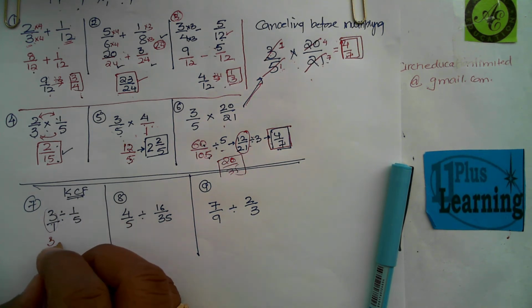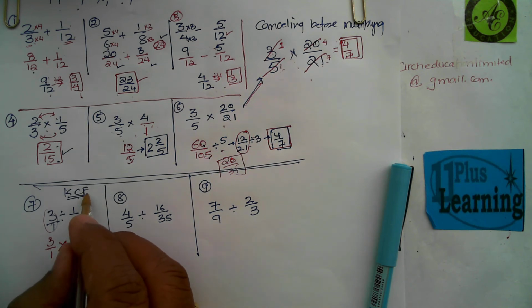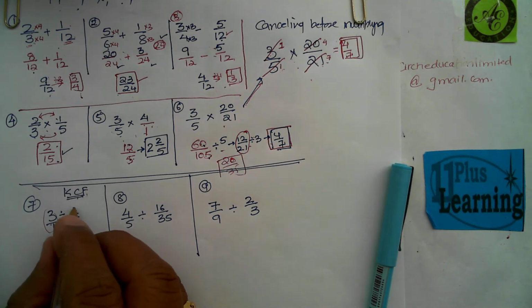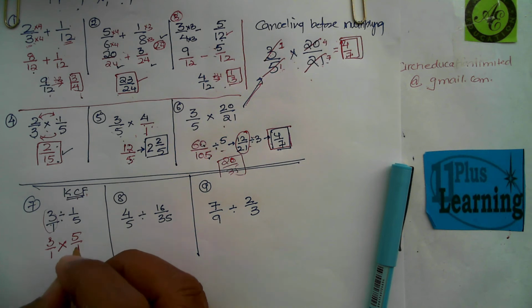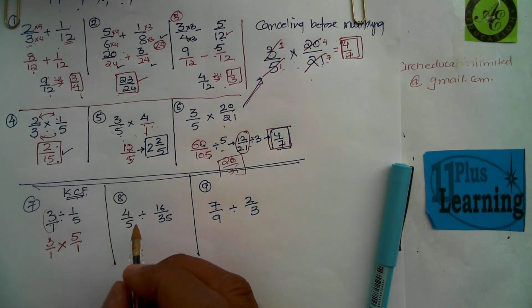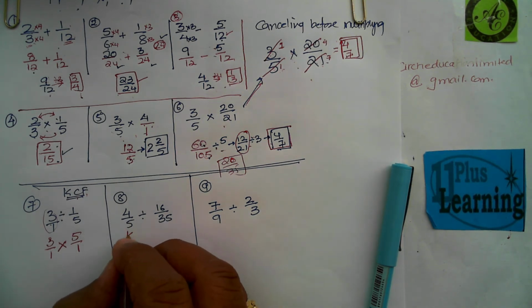That means you change divide into times, and F stands for flip. This is flip the second fraction, 5 over 1. Guys, it's not KFC by the way, but it is KCF. Okay, let's do KCF here as well.